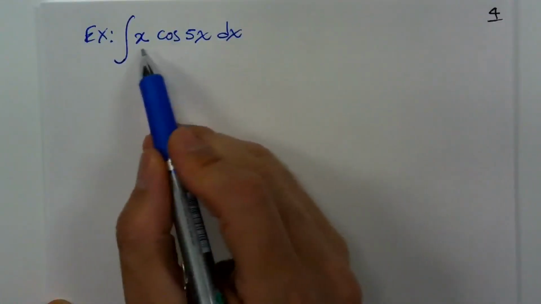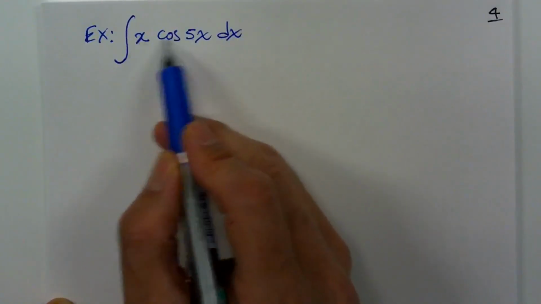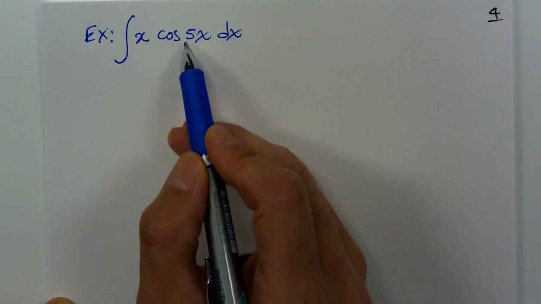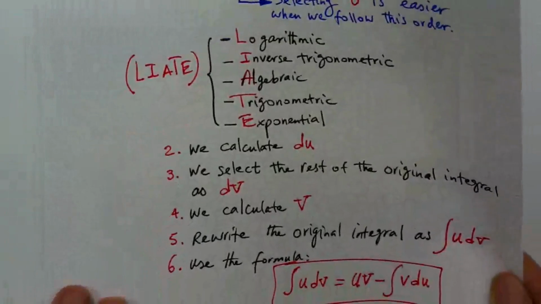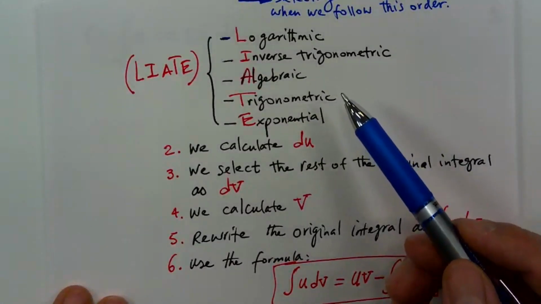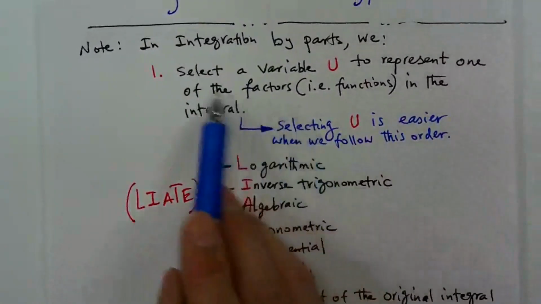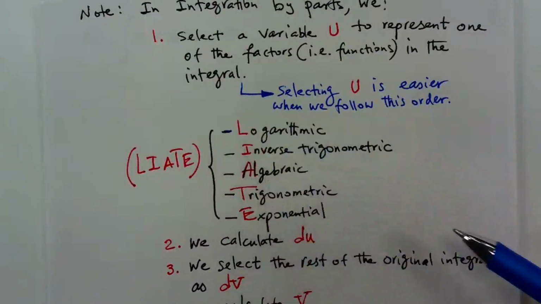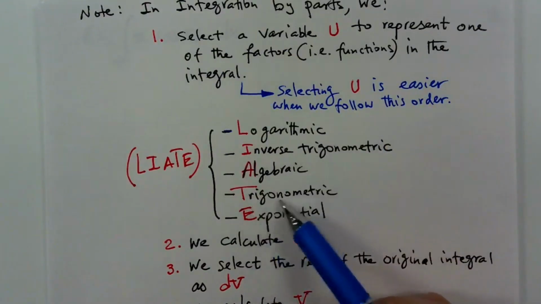Notice that this integral is a product of two factors, each a function. We have a very simple linear function x here, and then we have a trigonometric function here. If I bring back our list that says which one to use as the u, that's the first step. We must pick our u, and the way we select it is by looking at the order of priority here. So an algebraic function is higher on the order of priority for selecting a u than a trigonometric function.